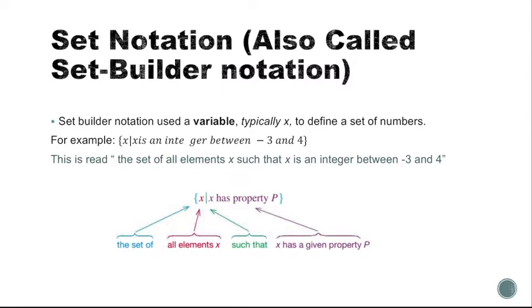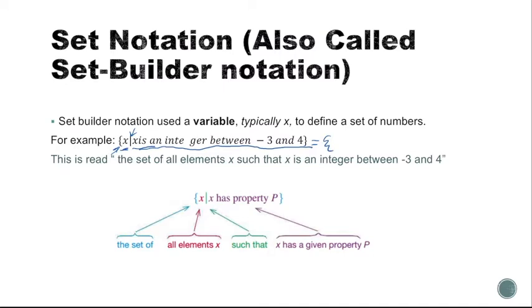Set notation, which you talked about in the video before this one, is also called set builder notation. Set builder notation uses a variable, typically x, to define a set of numbers. So for example, this says that we have a set of all elements x, such that, that's what this bar means, such that x is an integer between -3 and 4, right? So what is that describing? Well, it's describing all the integers between -3 and 4.